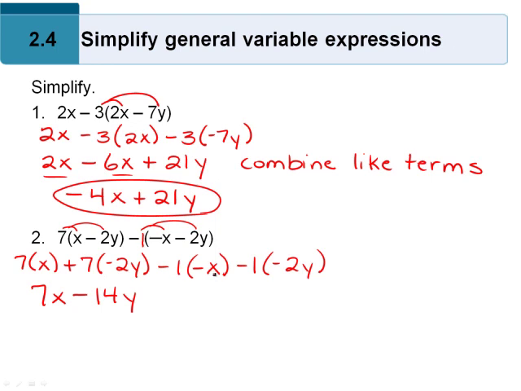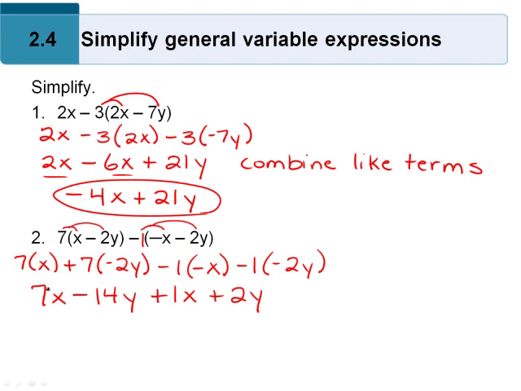Negative 1 times negative x is going to be positive 1x. Now you don't have to write the 1 there, but we're probably going to end up combining like terms, so it might be easier just to keep the 1 there for now anyway. And the last term, negative 1 times negative 2y, is going to be a positive 2y.